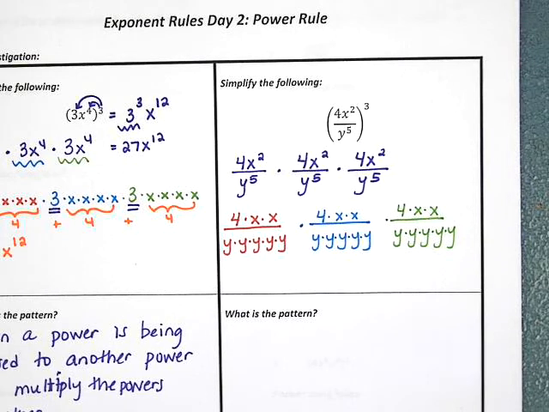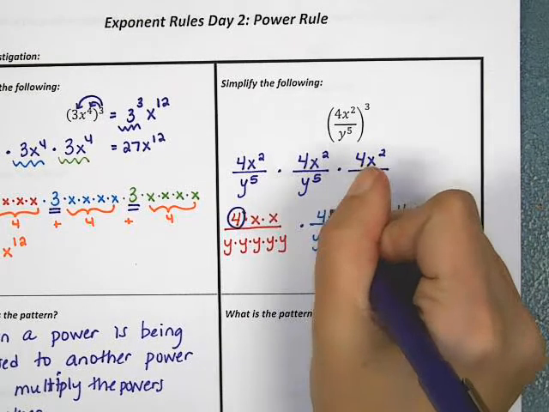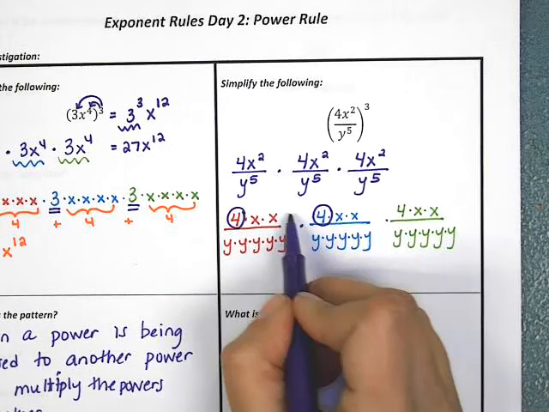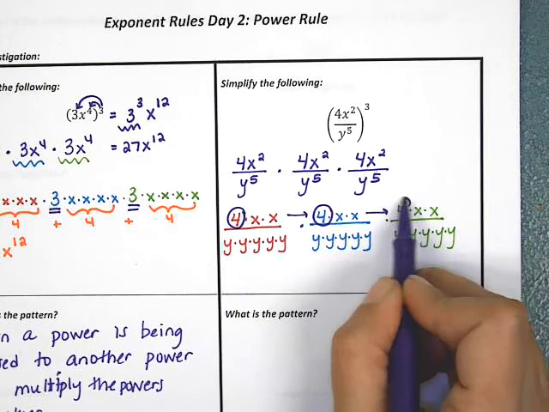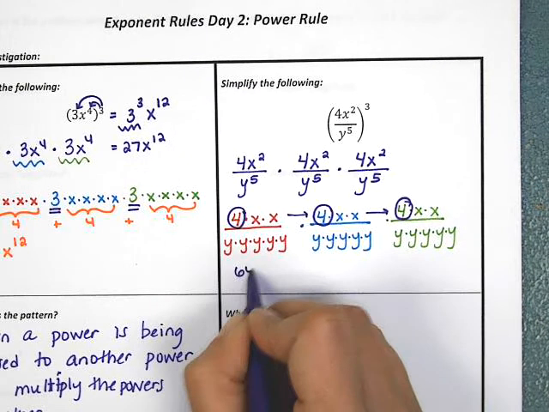Now, if I just group like things together, the 4 times the 4, I'm just going to go straight across the fractions. The 4 times the 4 times the 4 would be 64.